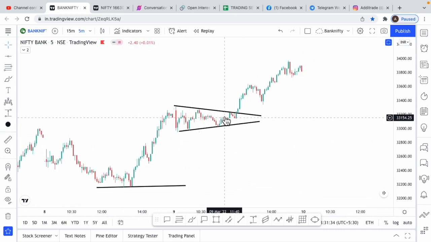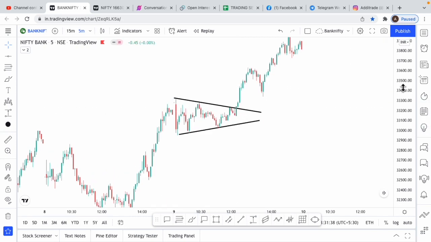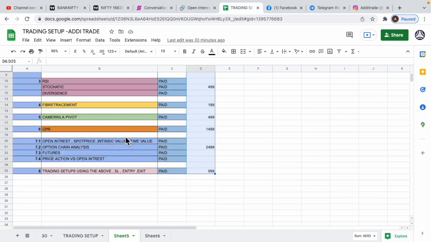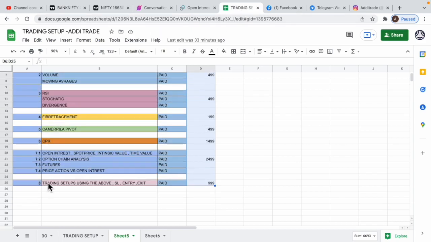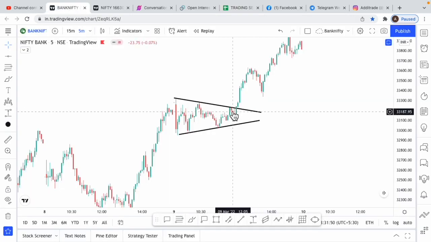Exactly at this breakout level. See, we'll be combining the chart patterns along with, when we come to the later part of the video, right? The trading setup, when we are combining everything, we'll be combining everything like CPR, the moving averages, RSI, and then deciding whether to enter or not. But the moment this breakout came, see the kind of up move that we got.